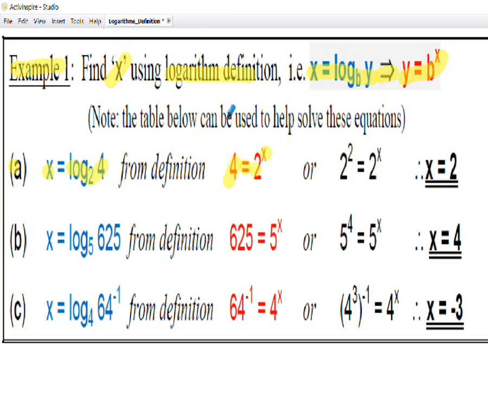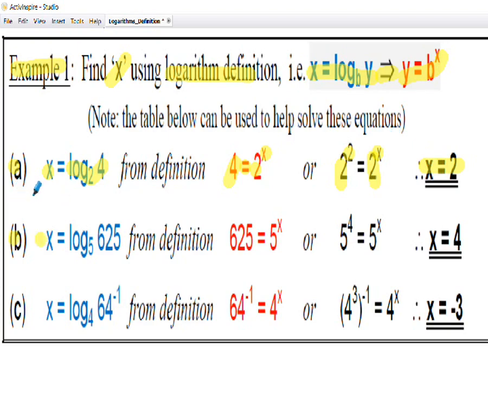Now to solve this, I need to make the bases the same on both sides of the equation, and if I can do that, I can equate the indices. So on the left-hand side, the 4 could be written as the base of 2, because 2 to the power 2 is 4. So I've got the same equation, just written now with the base of 2 on both sides of the equation. If I equate the indices, I find that x is equal to 2. So the answer is x equals 2.